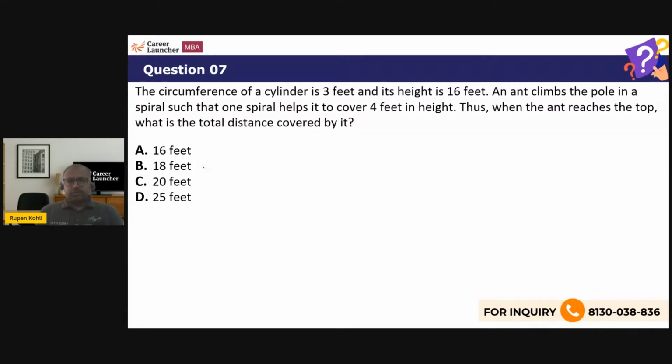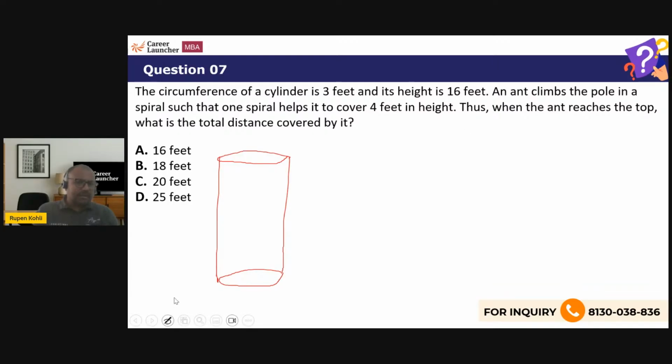Now look at this question, very interesting. The circumference of a cylinder is 3 feet and its height is 16. Circumference, not the radius, circumference. So we have a cylinder. Its dimensions are perfectly given. Now the question is not calculation driven but more logical. An ant climbs the pole in a spiral such that one spiral helps it to cover 4 feet in height.